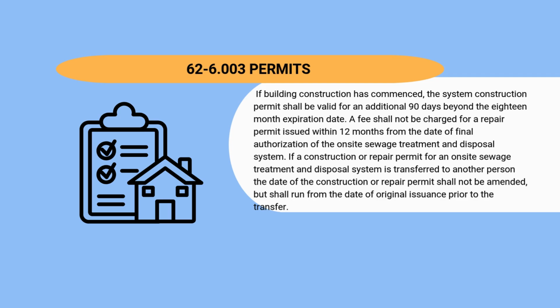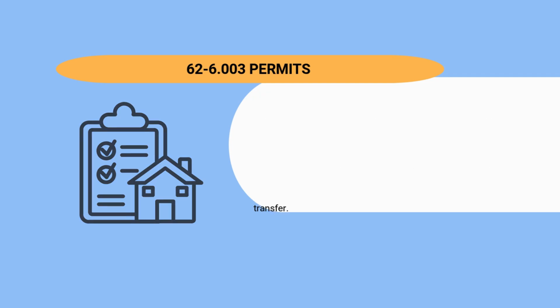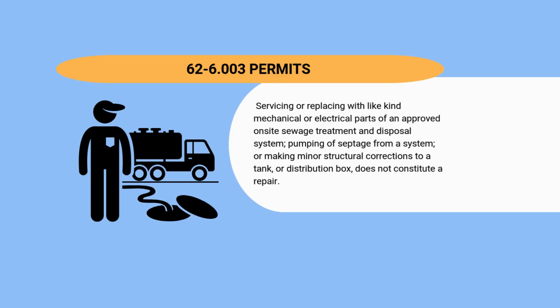If a construction or repair permit for an on-site sewage treatment and disposal system is transferred to another person, the date of the construction or repair permit shall not be amended, but shall run from the date of original issuance prior to the transfer. Servicing or replacing with like-kind mechanical or electrical parts of an approved on-site sewage treatment and disposal system, pumping of septage from a system, or making minor structural corrections to a tank or distribution box does not constitute a repair.